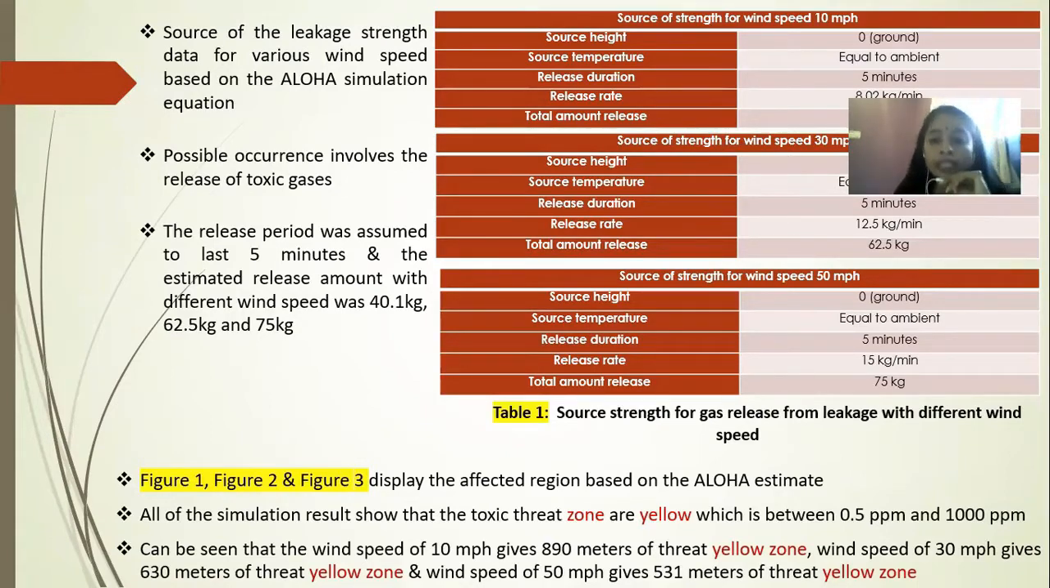Therefore, it can be concluded that the higher the wind speed, the lower the distance of the threat zone. It is because the increased wind speed makes the relative density of the leaking dimethyl disulfide lower, due to the increased wind speed of air that will increase the relative density of air.